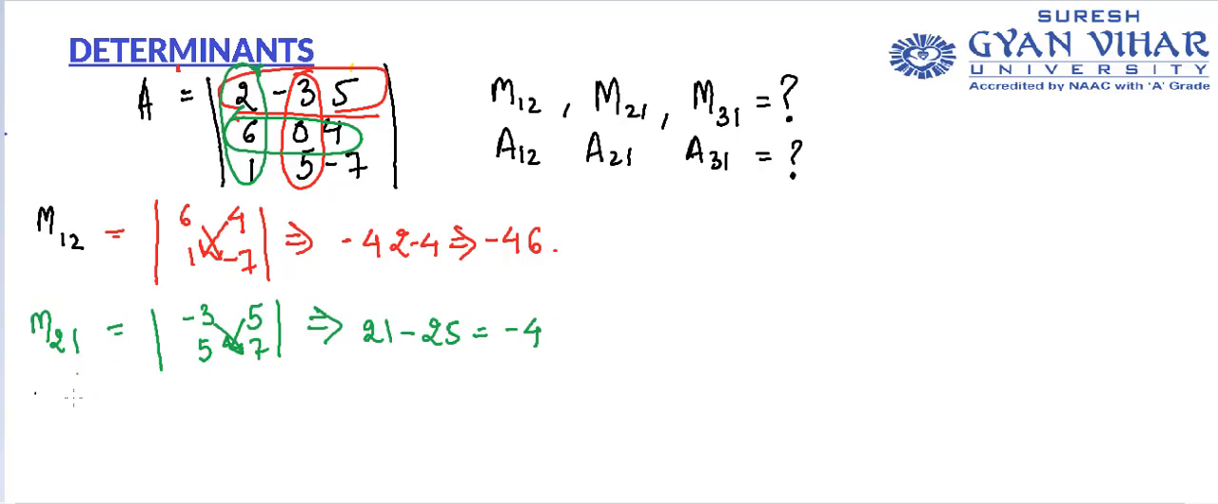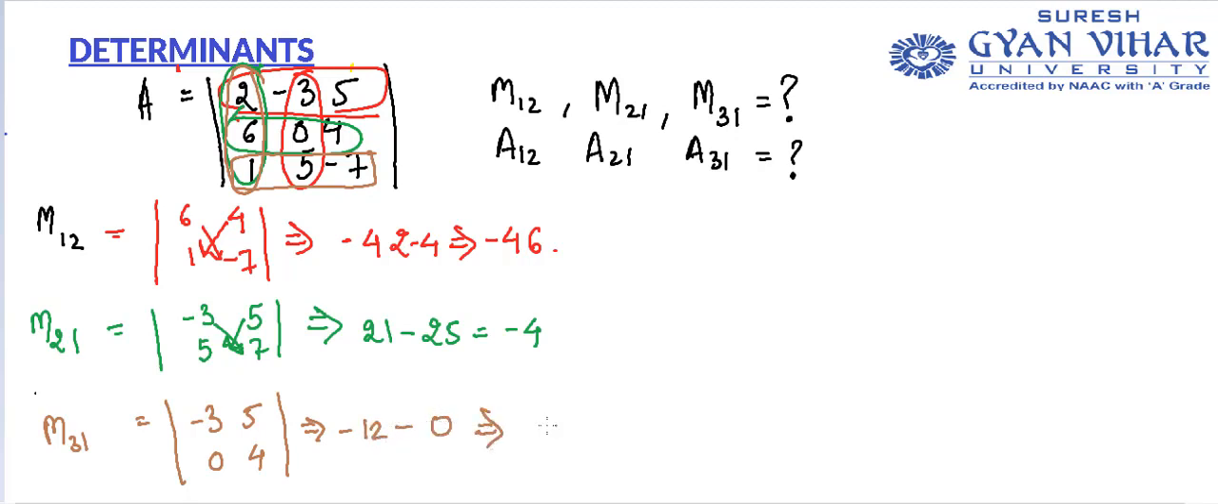Now let's take M31. So this is your third row and your first column. The remaining will be minus 3, 5; 0, 4. You will get minus 12 minus 0, and you get the answer as minus 12. So these are the three minors.